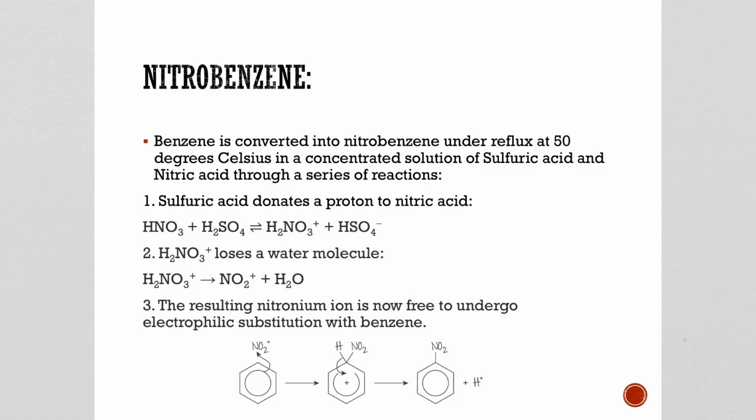So the first thing that happens is sulfuric acid donates a proton to nitric acid. So we then end up with this ion. And then that ion loses a water molecule to become NO2+, and then the resulting nitronium ion is now free to undergo the substitution with benzene. So it'll take the electron pair from benzene, and then it will replace the hydrogen and substitute itself on. And then we end up with a hydrogen ion remaining.